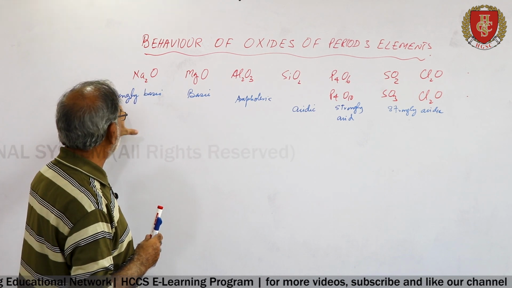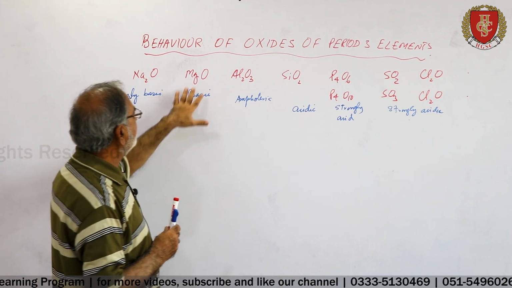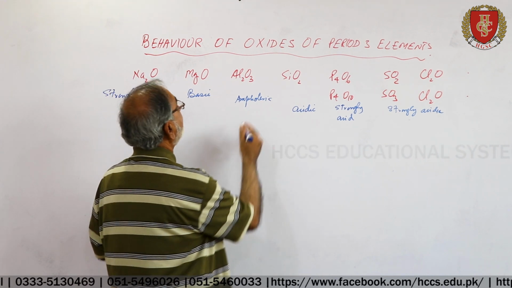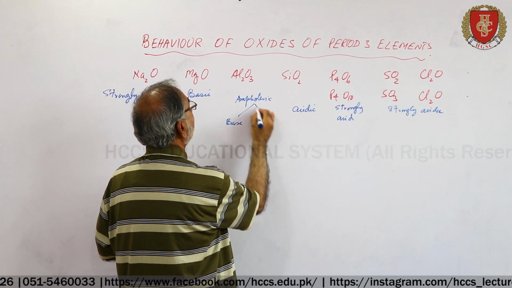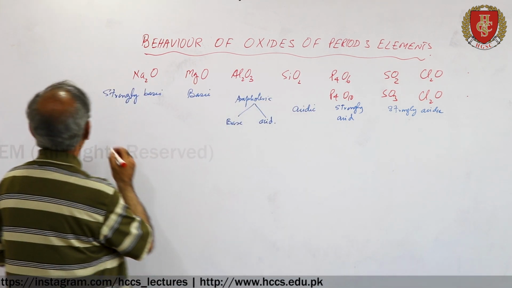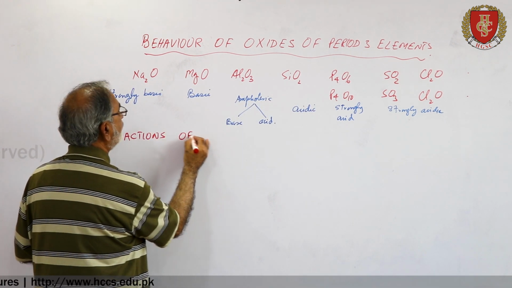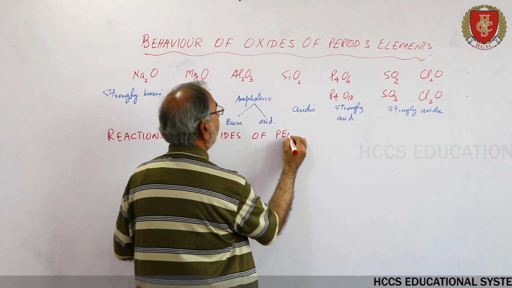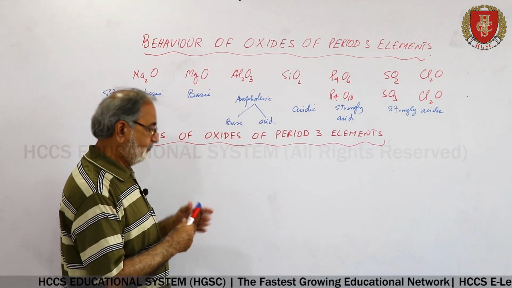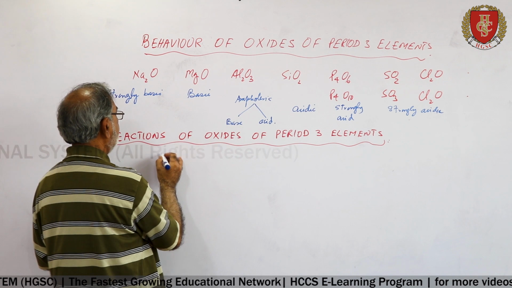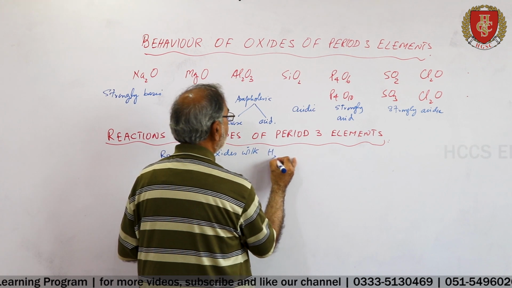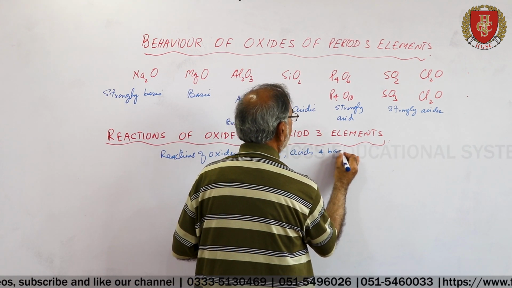That sodium oxide is a strong basic character. Similarly, magnesium, this is amphoteric, means that it behaves as acid, as a base. Now today we discuss the reactions of oxides of period 3 elements, that how the oxides react with water, acids and bases.